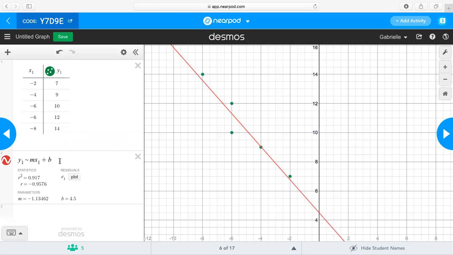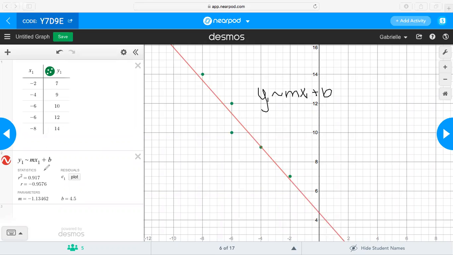That squiggle has an actual name. I just don't remember what it is. So if you're confused what to write in your notes, we did y1 squiggle mx1 plus b. So if you notice, what is this giving us?